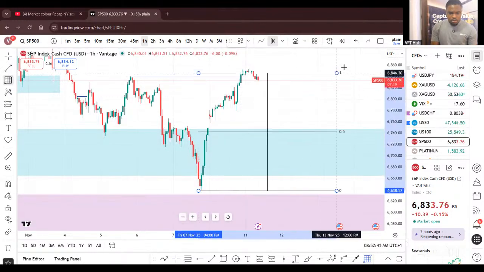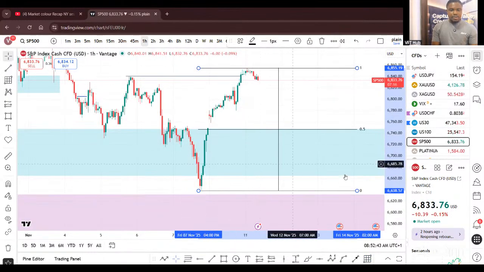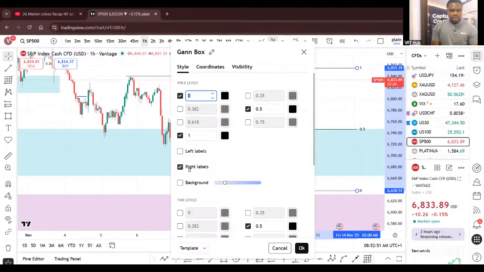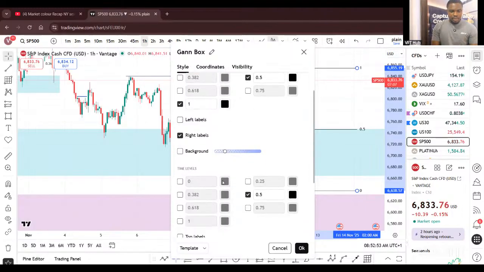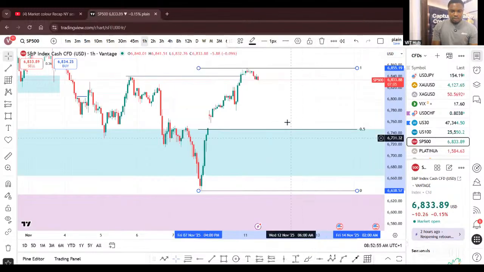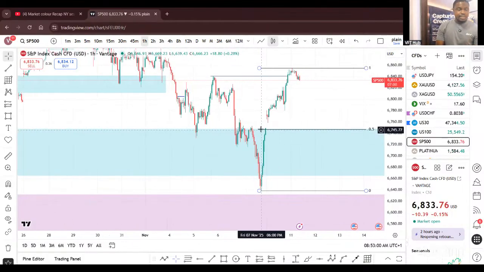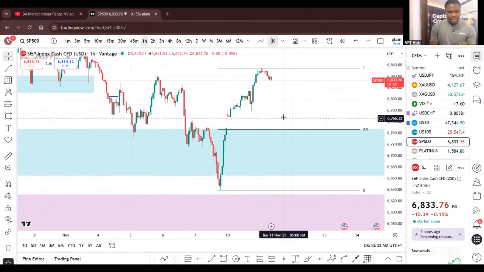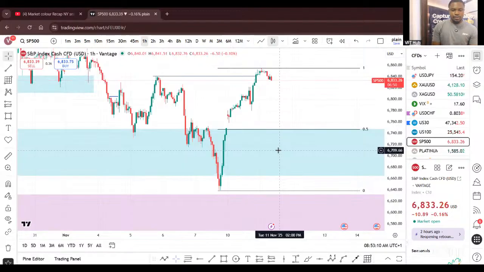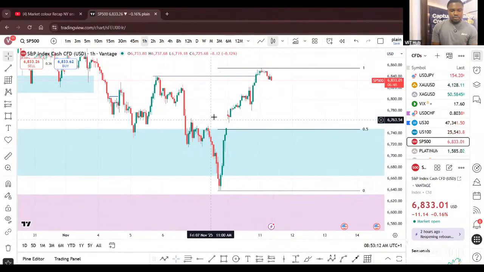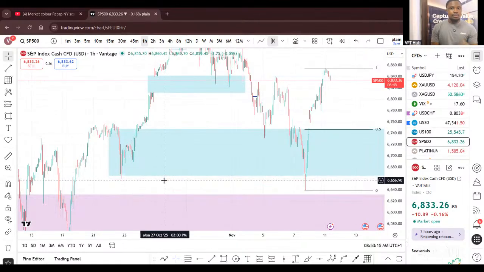Using my Gann tool. Anything that makes price come below this zone, then we can start looking out for buys in the market. That is what I'll be looking out for today, especially for US markets, right? Anything that makes price come below this 0.5, like 50%, then we should start looking out for buys in this market because we've seen a shift, a break, and then price swept liquidity, it's like a box pattern now, right?